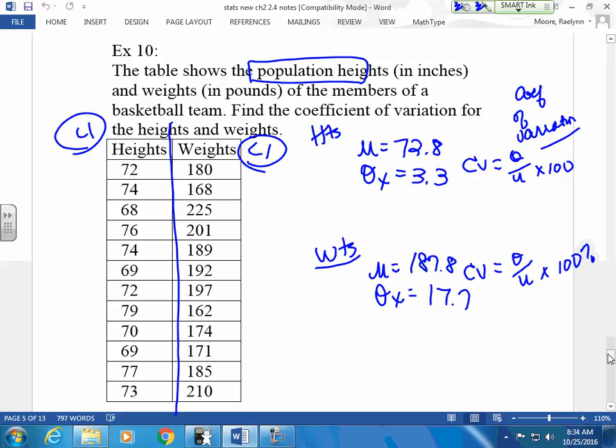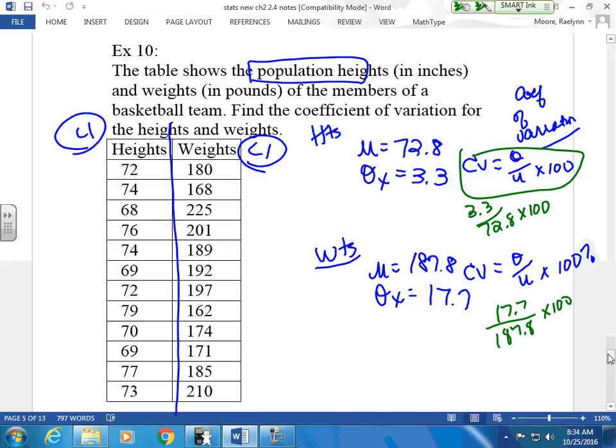Okay, so now all we have to do is apply this to this formula. The smaller number divided by the larger number times 100. This gives us our coefficient of variation. So this guy comes out to be 4.5%. You could see this one's larger, right? Because this is larger compared to this one. That's real small compared to that one, but even compared to this, it's a lot larger. This is 9.4%.